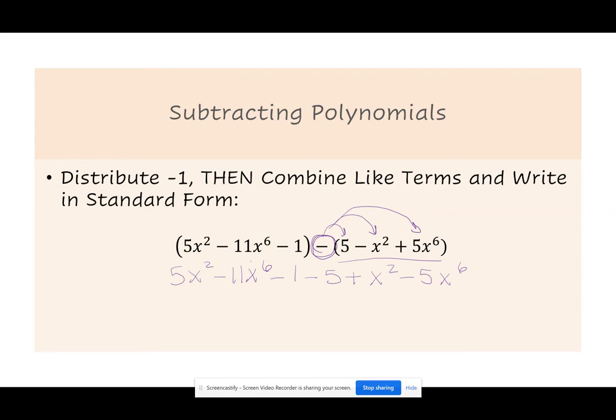And then we combine our like terms. So we have negative 11 minus 5 is negative 16x to the 6th. X squared plus 5x squared is plus 6x squared. And negative 1 minus 5 is minus 6.